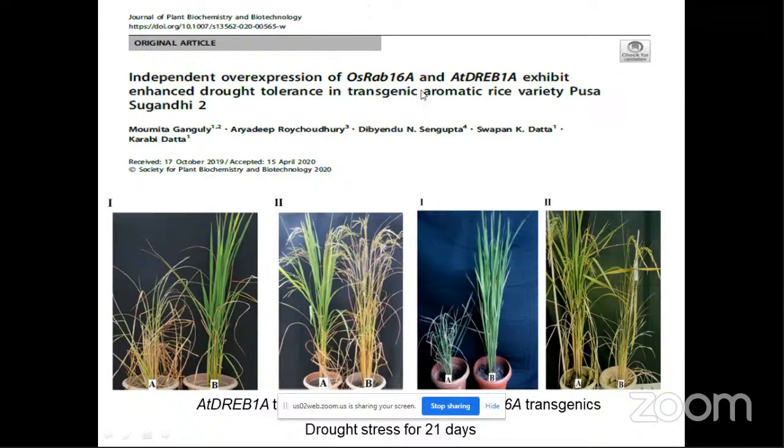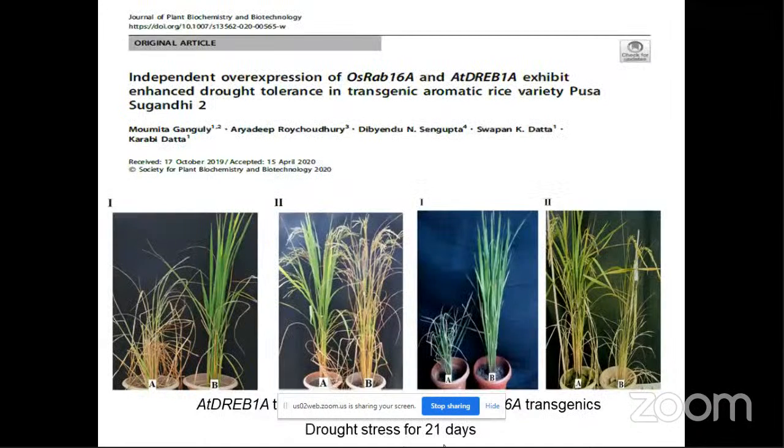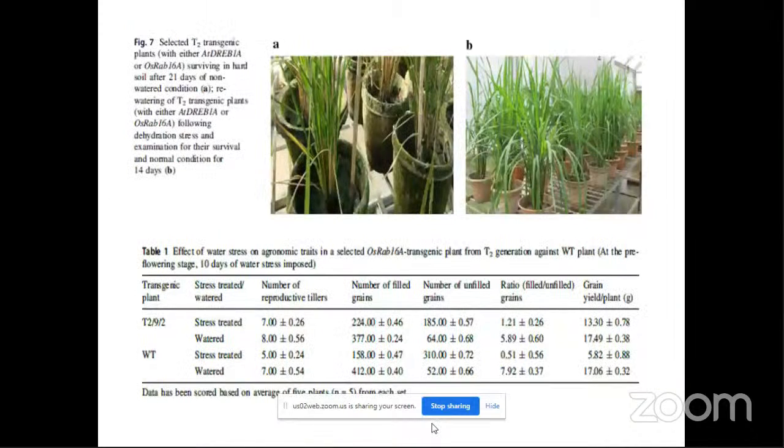Though my focus was mostly on ABA dependent, we still made a comparison between an ABA dependent gene and an ABA independent gene, and we showed that both are equally capable of generating drought tolerance. If you withhold water for 21 days and impose drought, you see that the plants are still quite healthy. So this is one of our recent papers.